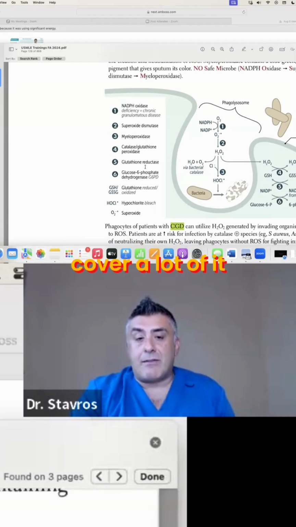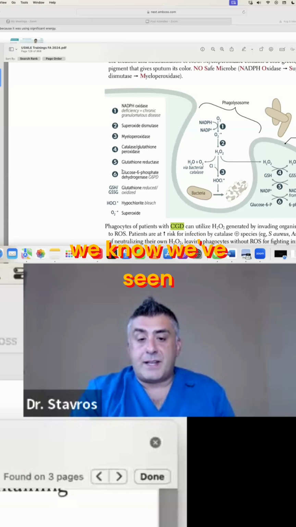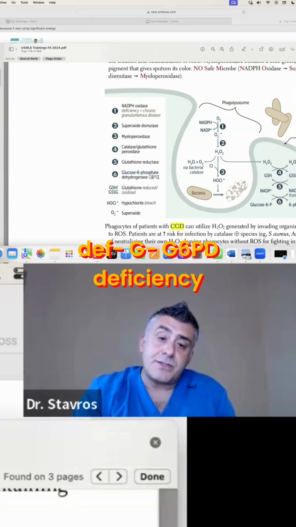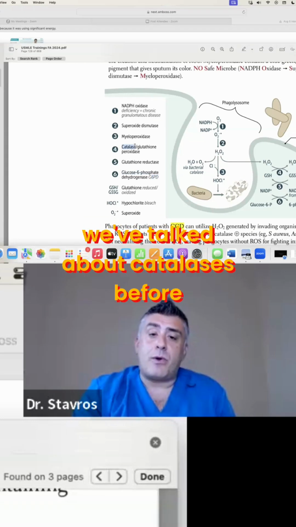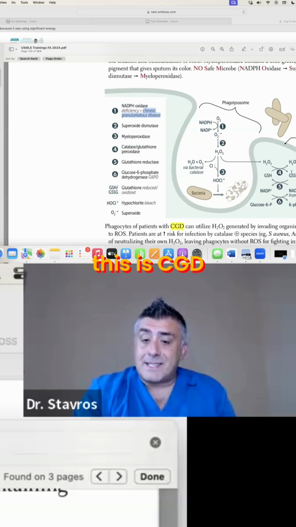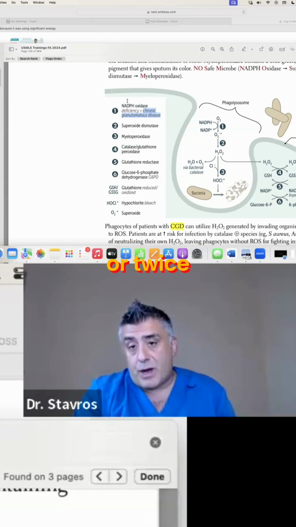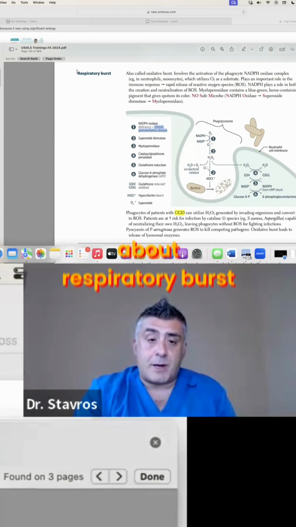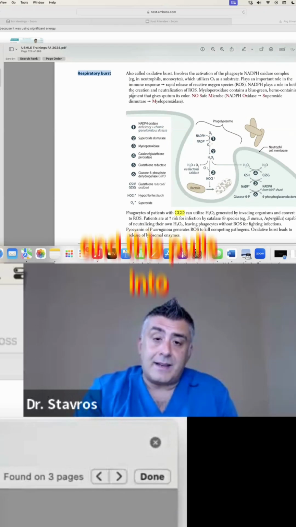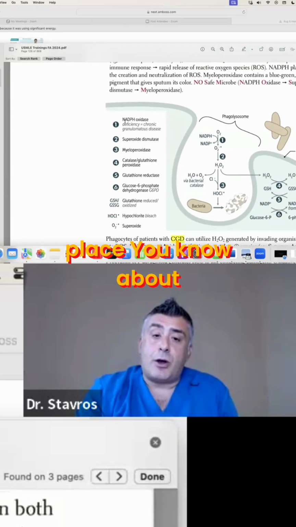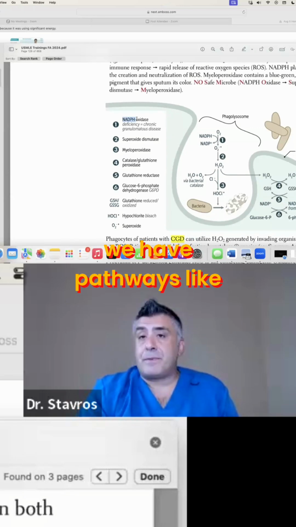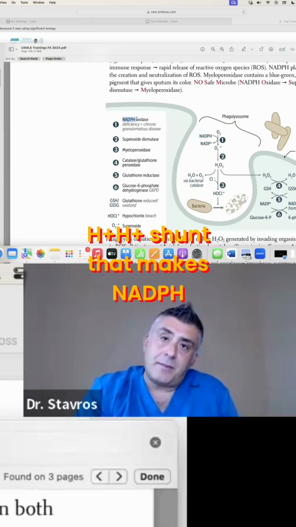Even though we don't cover a lot of it, you know we've seen G6PD deficiency. We've talked about catalases before, NADPH oxidases. This is CGD. This is important to at least review once or twice. They love asking questions about respiratory burst. They just do, because it's very, very important. And this pulls into place NADPH when it comes to biochemistry. We have pathways like the HMP shunt that makes NADPH.